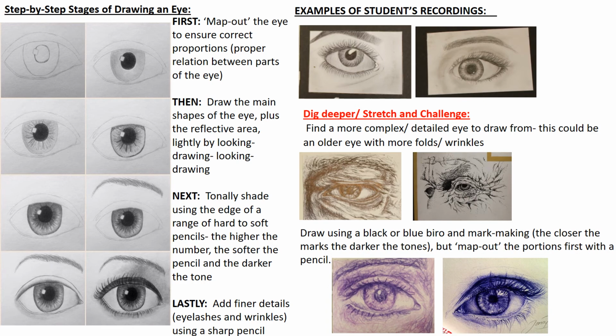Also, you can draw using black or blue biro and mark making. So the closer the marks, the darker the tones, but map out the proportions first, I would suggest, using a pencil. So here you can see how ambitious and complex these drawings are. Excellent, superb attention to detail. We're getting higher up the grades. We're looking at sort of grade 8s and 9s here. So the examples at the top there of the drawings, we're looking at grade sort of 4s and 5s.